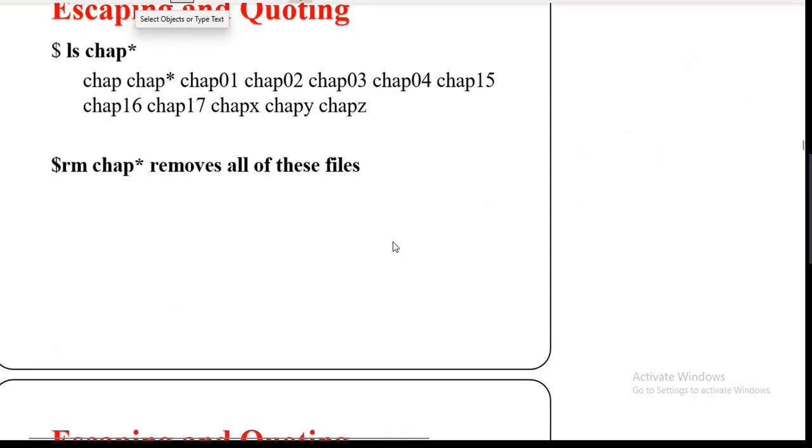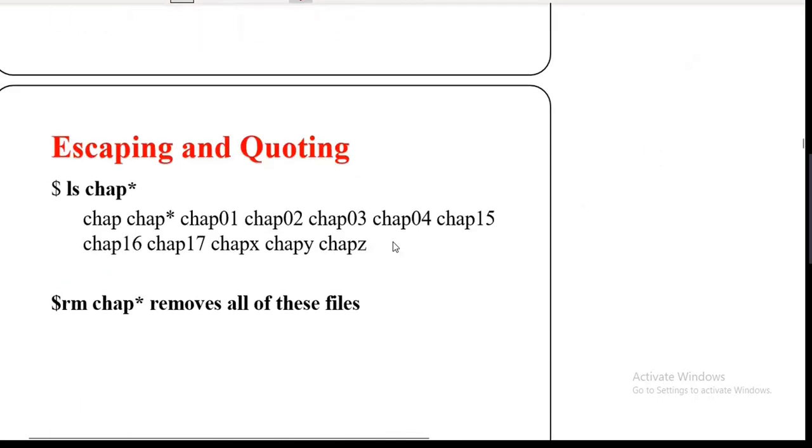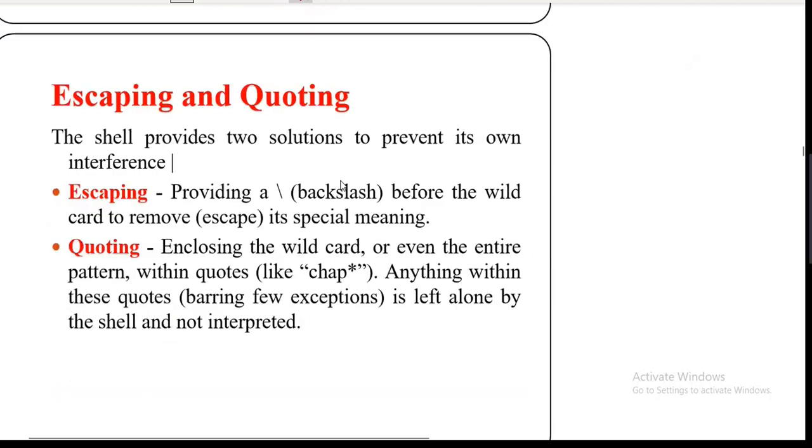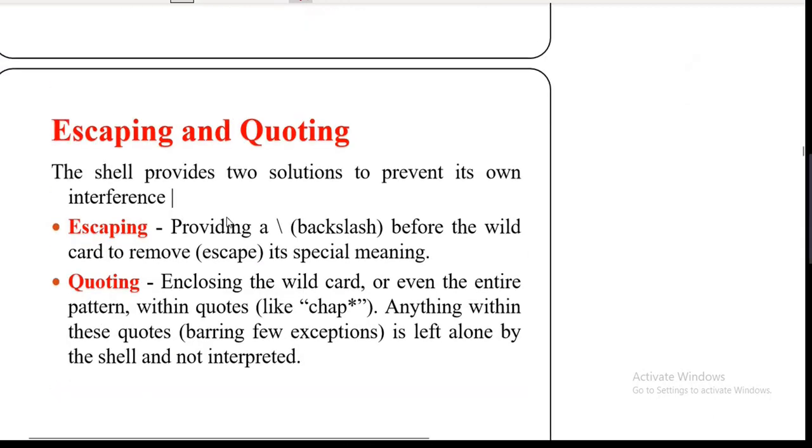Okay. So next we'll move on to escaping and quoting. Till now I told about matching the pattern. Now I want to turn off the meaning of any of the characters we have used, asterisk or dot or question mark. I want to turn off the meaning of that metacharacter. For that we normally use escaping or quoting. That is going to turn off the meaning of those special characters.